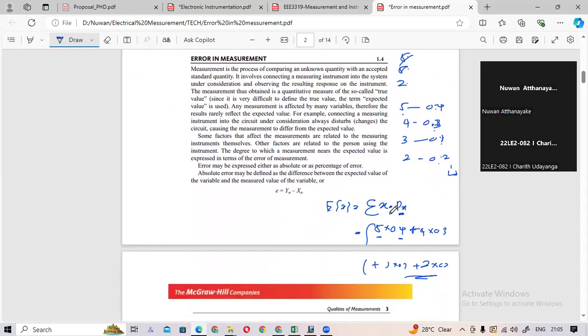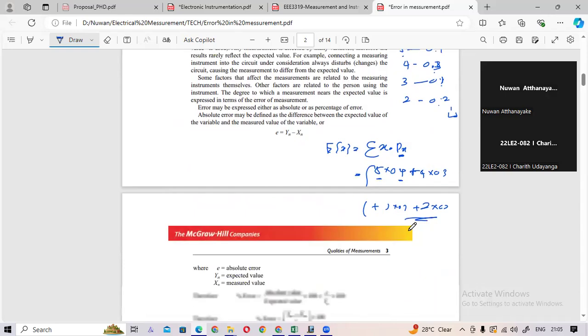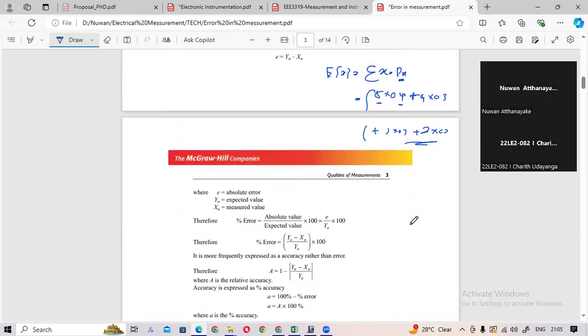And to calculate the expected value, you have to get the summation of the variable and the probability. So this is the variable: 5 into 0.4 plus 4 into 0.3, 3 into 0.1, 2 into 0.2. So you can calculate the expected value easily. Actually, you can get the same value by adding all these values, 5, 5, 5, 3 plus 3, like this, divided by 10, the number of samples. Again, this is equal to the expected value. So this way or this way you can calculate the expected value.